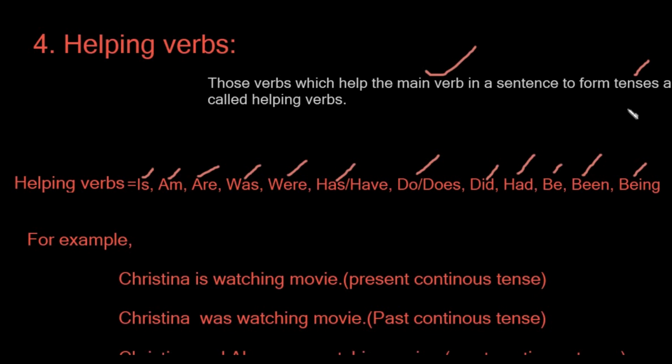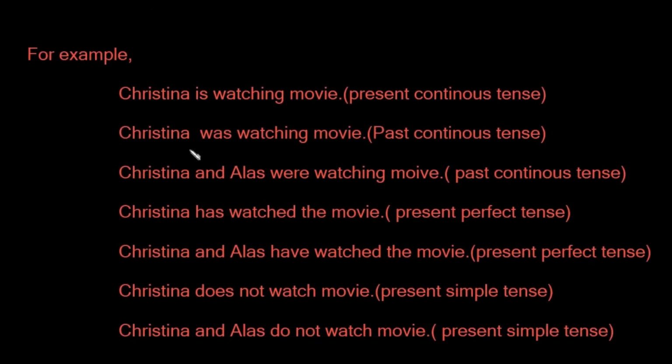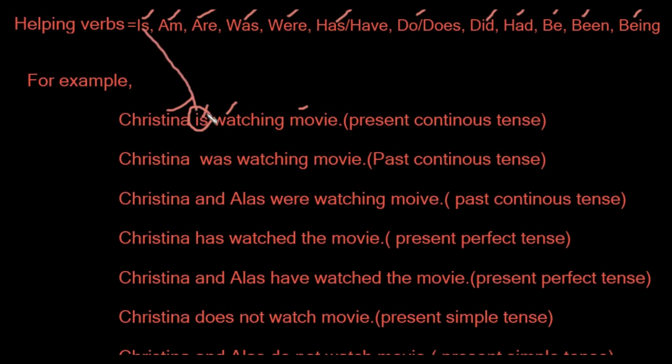For example, I have a sentence, Christina is watching movie. In this sentence we have a helping verb which is "is". It is a helping verb which is helping the main verb in a sentence. So where is the main verb in the sentence? Yes, watching is the main verb, and it is helped by the helping verb. So the helping verb is helping this main verb to form tense, and this tense is called the present continuous tense. That's how it helps the main verb in a sentence.